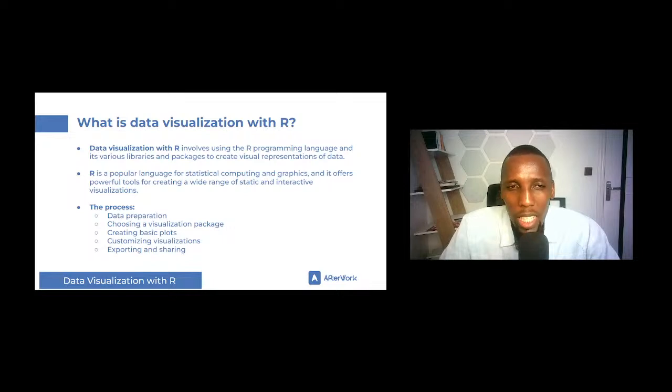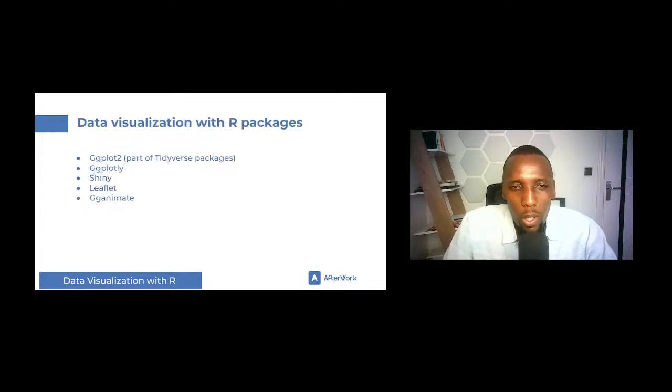Then after that, we would prepare the data, then choose a visualization package from R. R provides many visualization packages. There are quite a number of them, and some of those packages are ggplot2, ggplotly, shiny, leaflet, and gganimate. There are quite a large number of them, but we would choose just one that is specifically geared towards creating the visualizations that we would want to create. Let's say, for example, if we wanted to create static visualizations, then ggplot2 would be the best package to consider during that particular step.